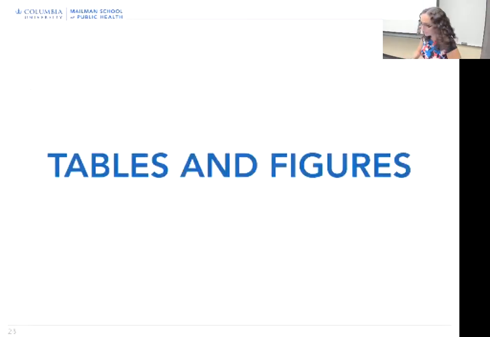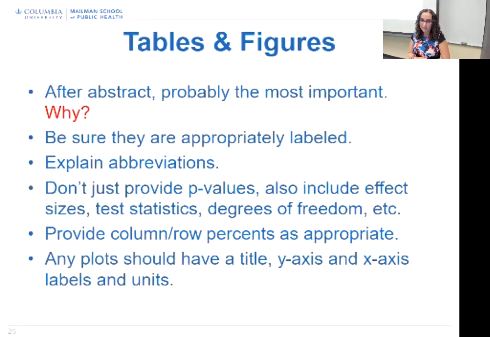So tables and figures. After the abstract, probably the most important. Why? If people are going to read anything other than your abstract, what are they going to do? They're going to probably look at the tables and figures, right? So you want to spend a lot of time on these and make sure that they're perfect. So make sure that they're labeled. If you're using abbreviations throughout the manuscript, don't assume that someone has read the manuscript. Spell things out on the tables and figures.